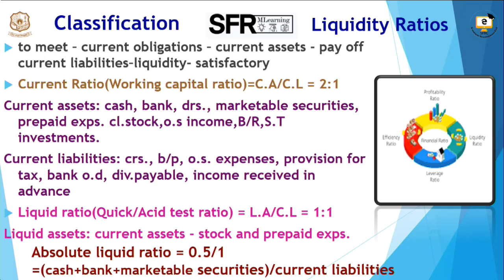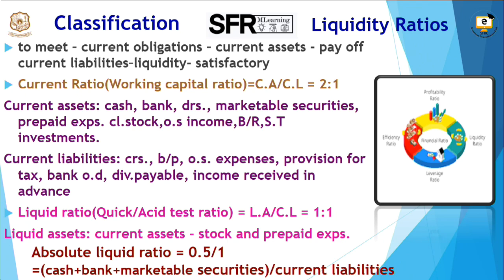Then the next one is absolute liquid ratio. The standard ratio for absolute liquid ratio is 0.5:1. It studies the relationship between cash, bank and marketable securities only, and current liabilities. Current liabilities are the same, but in current assets you have to omit stock, prepaid expenses, bills receivable, debtors, outstanding income, like that.